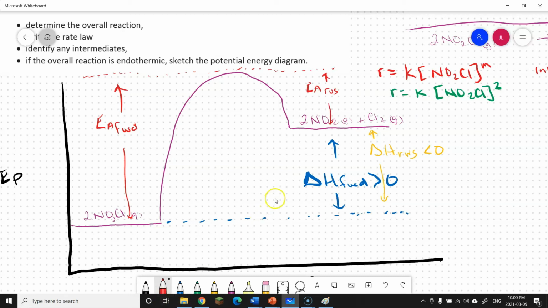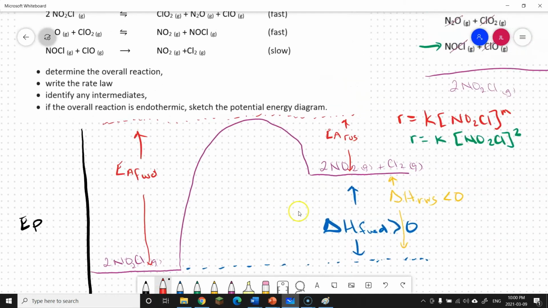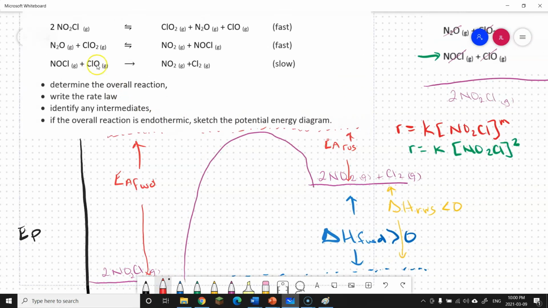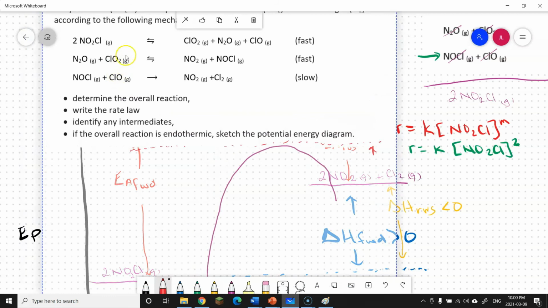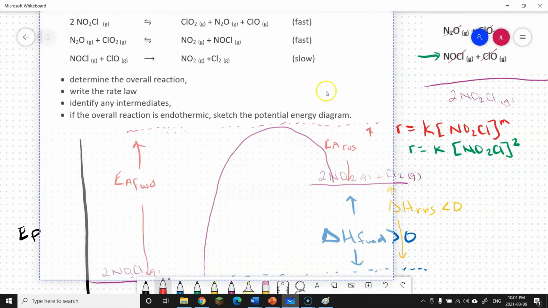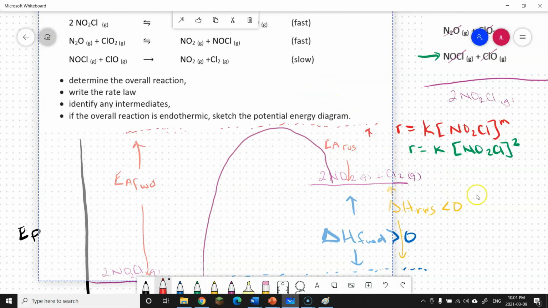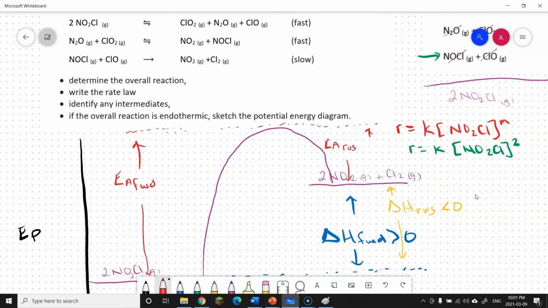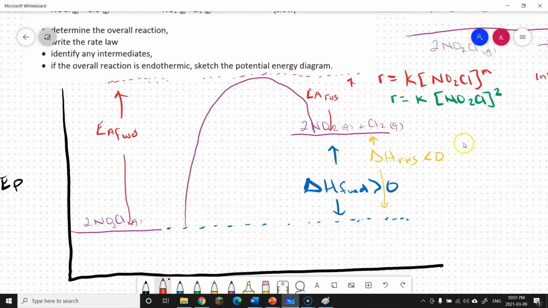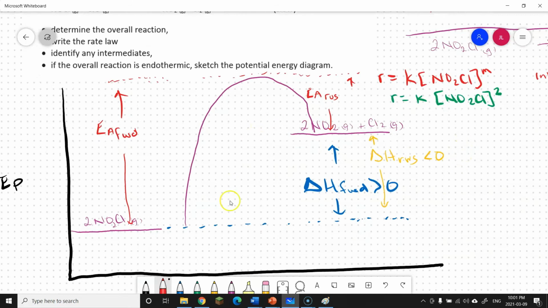Okay. Now, if we wanted to add this reaction mechanism to it, there are 3 steps in this mechanism. So since there are 3 steps, that means I'm going to have 3 bumps. And my slow step is my 3rd step. So that tells me that my rate determining step is my 3rd step, and it will have the highest peak.